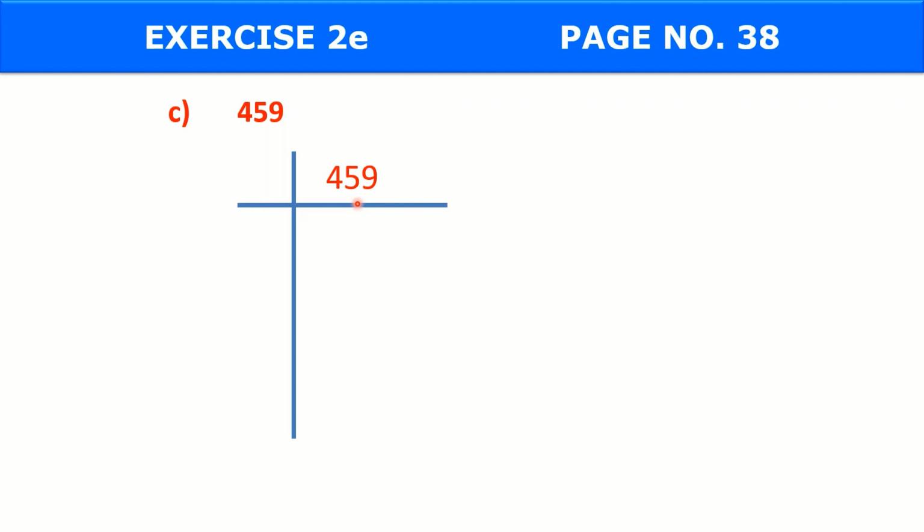Now let us add these digits to check whether it is divisible by 3 or not. 4 plus 5 is 9 plus 9 is 18. 18 is divisible by 3. So definitely 459 is divisible by 3. So we will go with 3. Now we will divide 459 by 3.